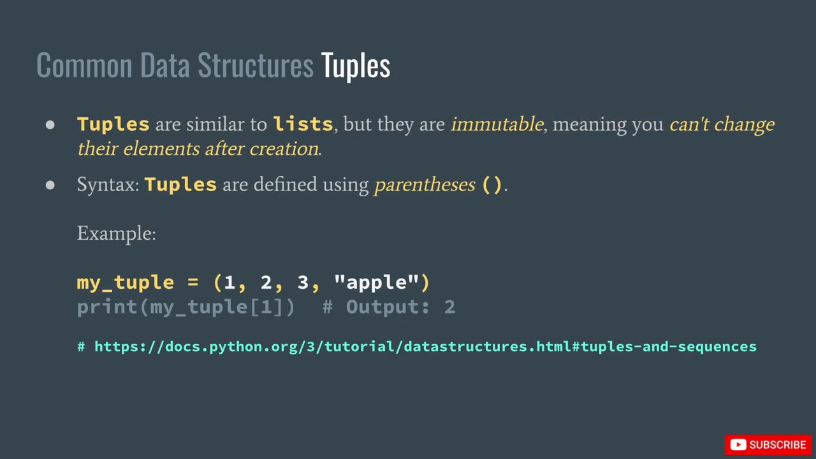Tuples are similar to lists, but with one key difference. They are immutable, meaning once you create a tuple, you cannot change its elements. You define a tuple using parentheses instead of square brackets, and you can access its elements by their index, just like with lists. However, since tuples are immutable, you can't modify them after they are created. For more detailed information, there's a link on the slide that takes you to the official Python documentation.